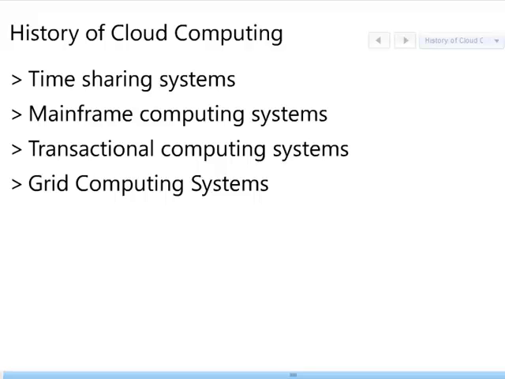The most famous grid computing project is SETI@home. You can search about it and find out more if you are interested in learning more about grid computing. But from a history perspective, grid computing was the last one in the series of what cloud computing offers today.